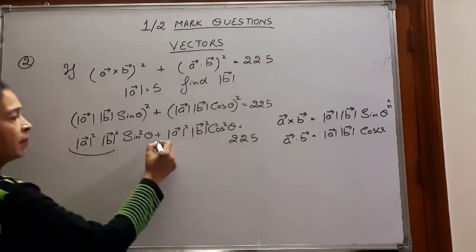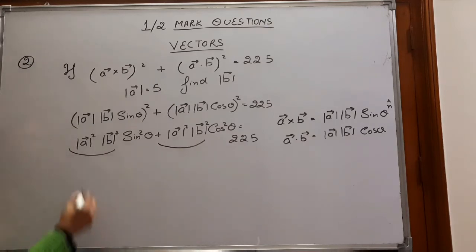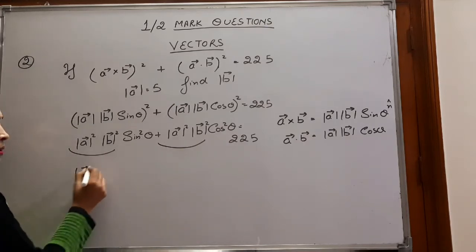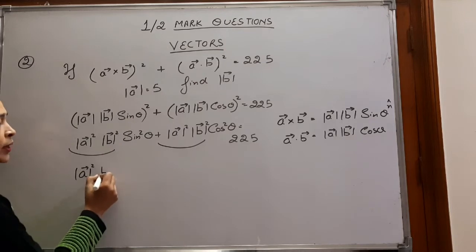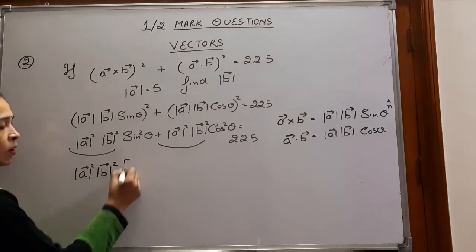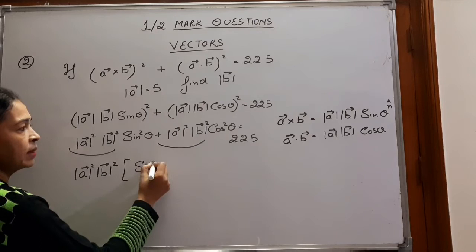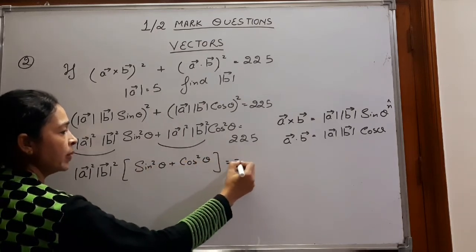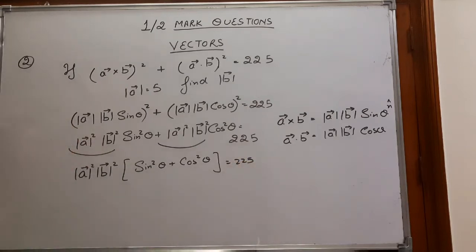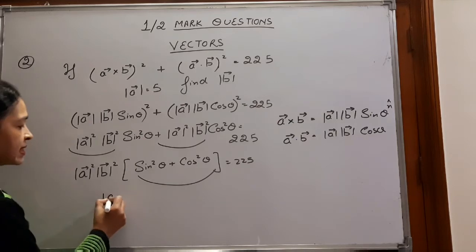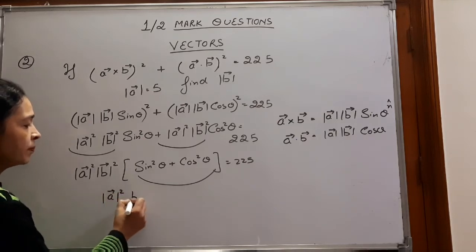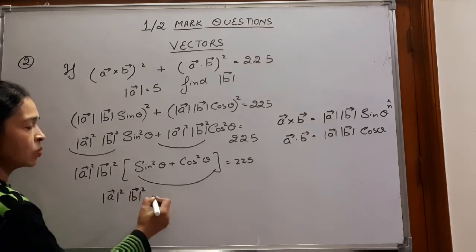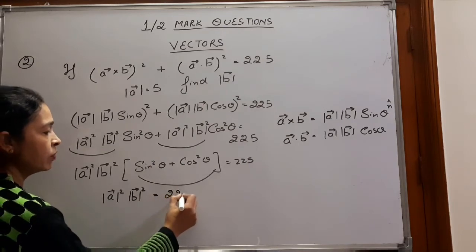What is common? Magnitude of A square into magnitude of B square. What is common? Sin square theta plus cos square theta, and this equals 225. We have an identity: sin square theta plus cos square theta equals 1. What is left? Magnitude of A square into magnitude of B square equals 225.